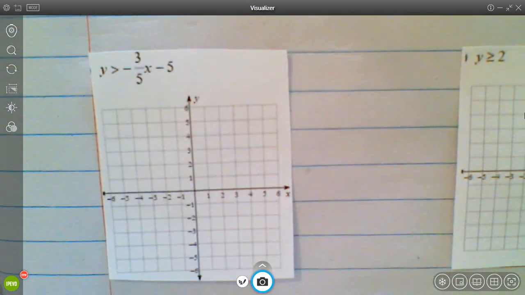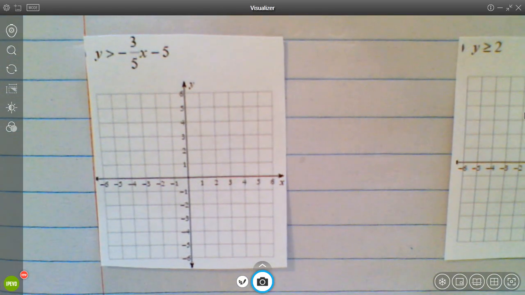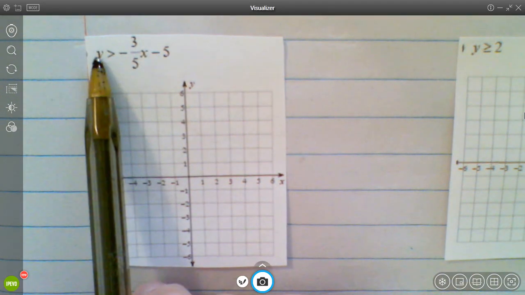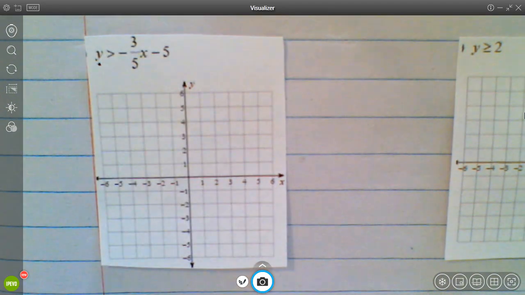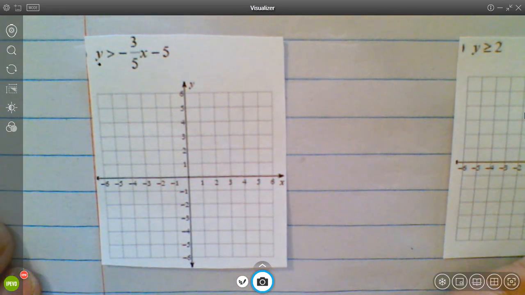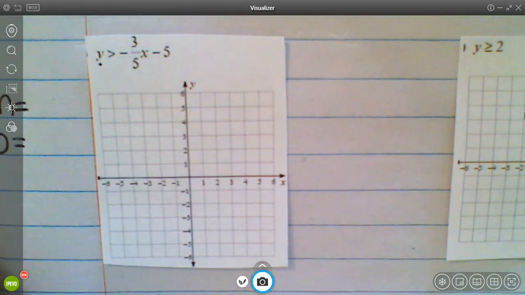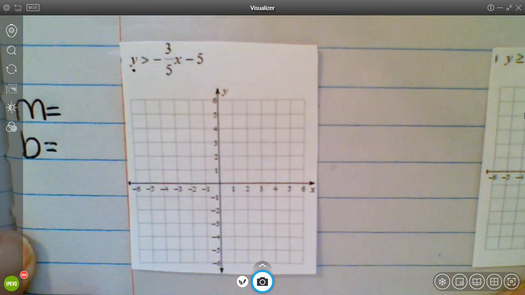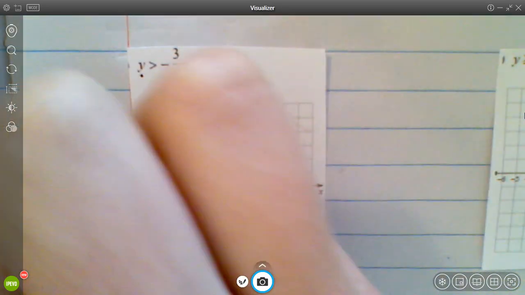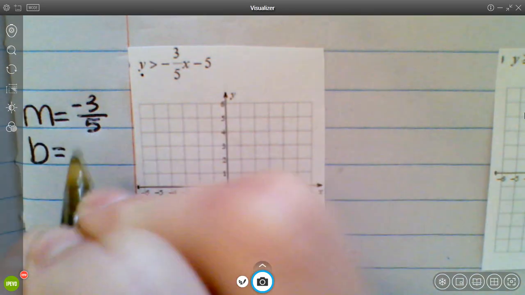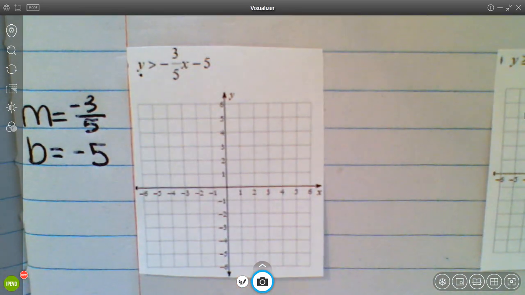Y is greater than -3 over 5x minus 5. So if I look at my steps, solve for y. Does this have y by itself? Y equals mx plus b? Yep. Step 1 done. Graph using the m slope and b y-intercept. Okay, m, b. Well, my m here is -3 over 5. And my b here is -5, not positive because it says minus.